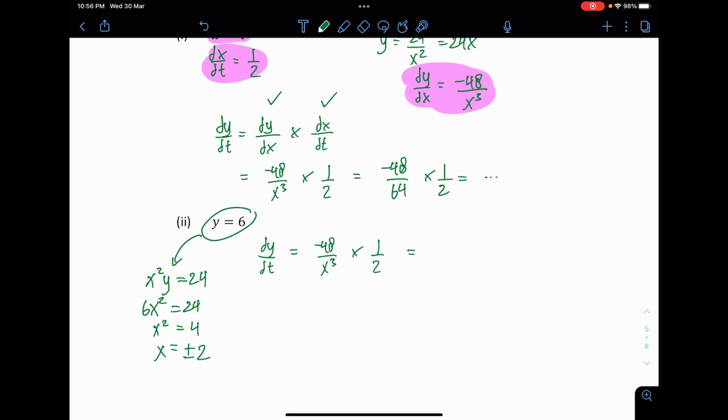In that case I'll also have two different answers for my dy/dt. Negative 48 divided by 2 to the power of 3, which is 8. Then you can solve it. Or negative 48 divided by negative 8. And then you just need to solve this. So there are two answers for this question. They just give you two answers, so be it. Just need to state the answers together.